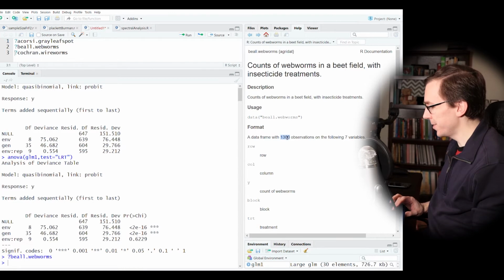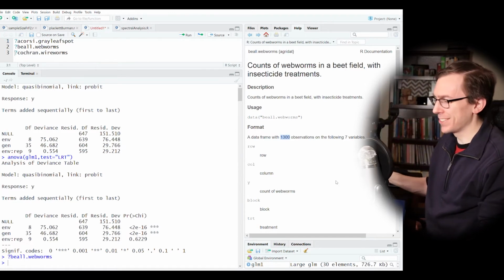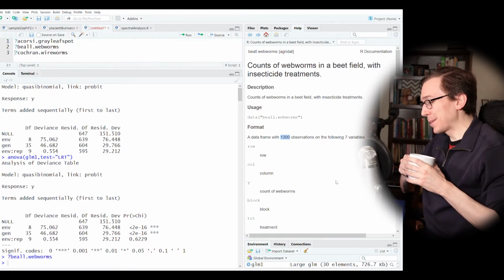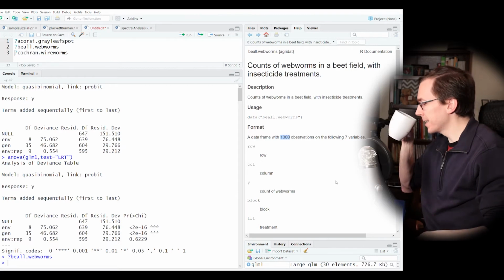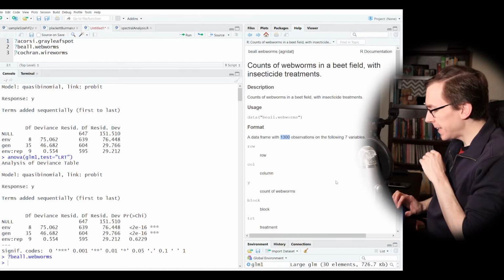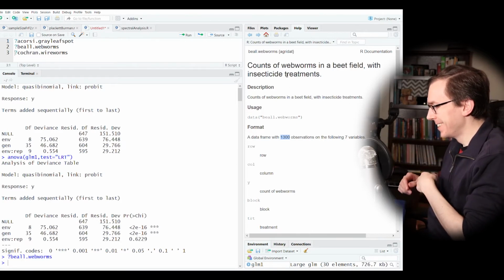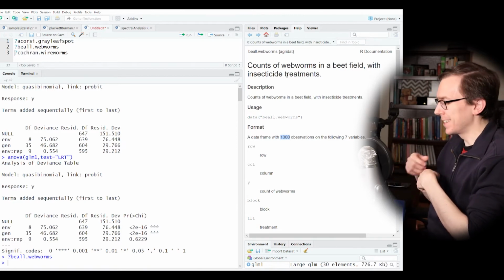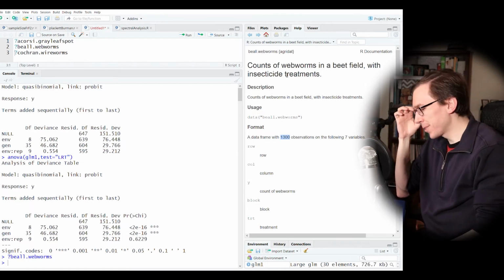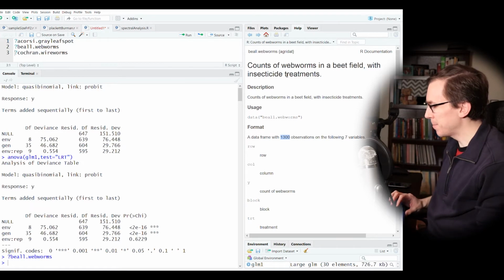Now, this data set is huge. This is, I mean, large for a designed experiment, right? Not so large if you're talking about big data, machine learning and that stuff. But for an experimental design, 1300 is pretty big. Now, in this case, we're counting webworms in a beet field, after putting on insecticide. So we want to know, does the insecticide kill a lot of worms or dissuade them from attacking our beet plants?